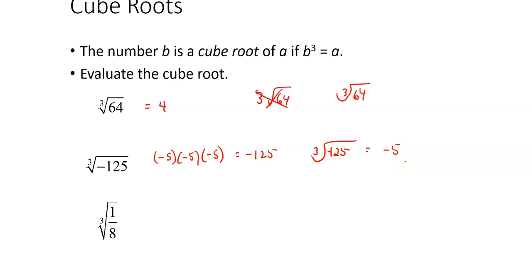The one down the bottom is evaluated in the same manner as a square root would. You can make it the cube root of 1 over the cube root of 8, right? You're allowed to break apart a cube root like that. Cube root of 1 is 1. Cube root of 8 is 2. So the cube root of 1/8 is 1/2.